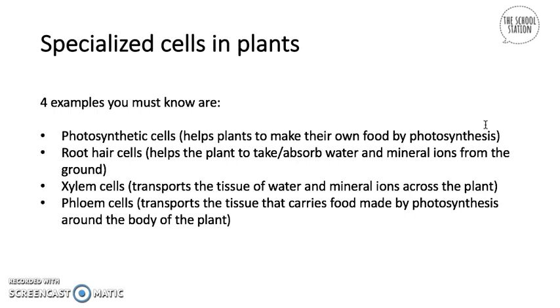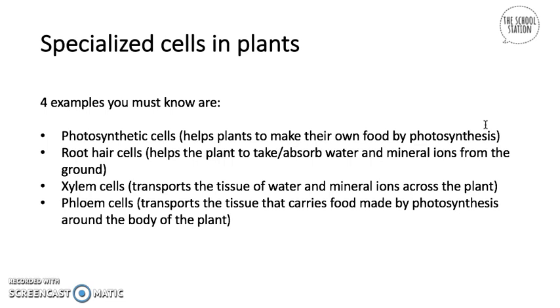What they do is just get the water. So when, for example, a human is watering a plant, the water goes into the roots or into the soil, and the root hair cells' job is to absorb that water and mineral ions from the ground and into the plant.